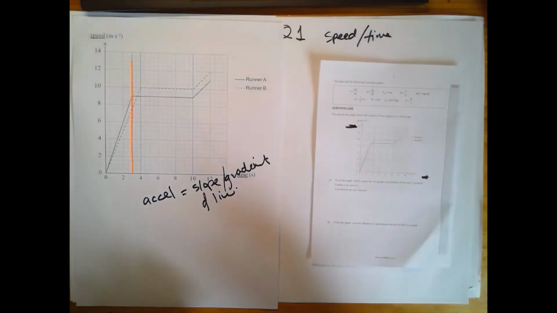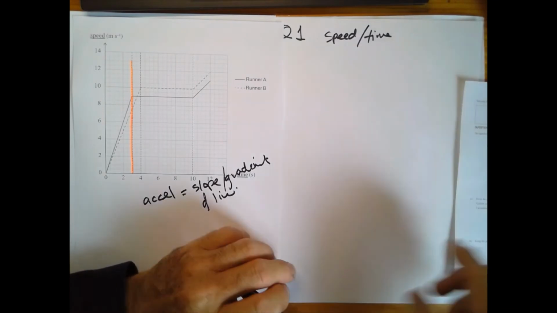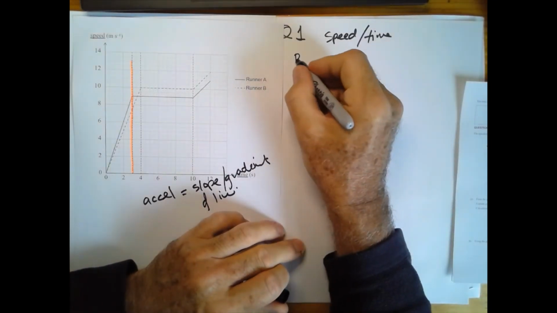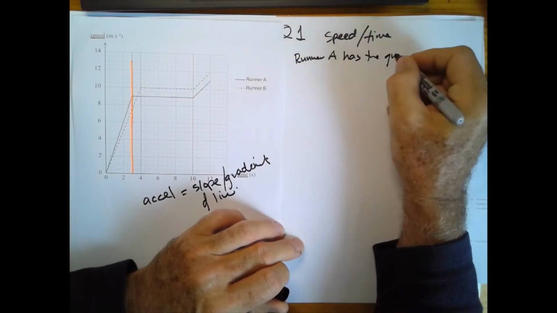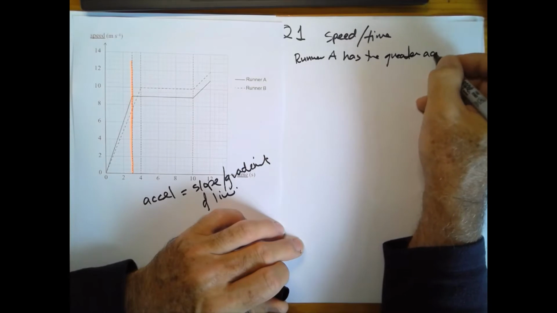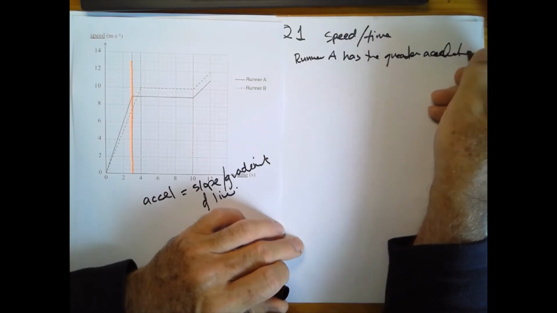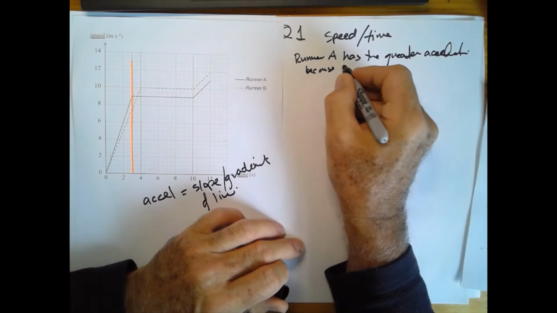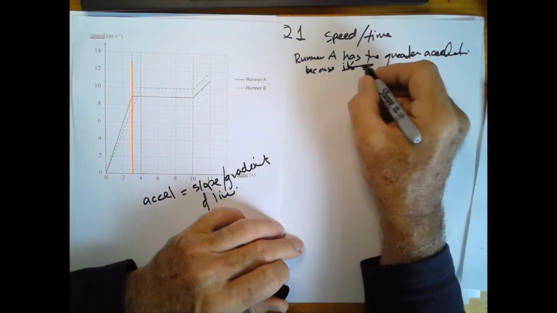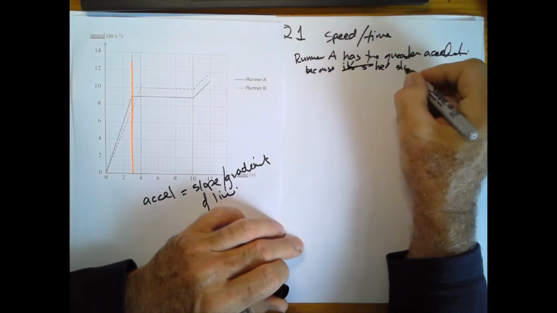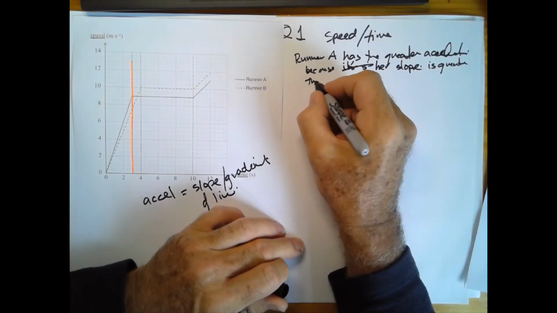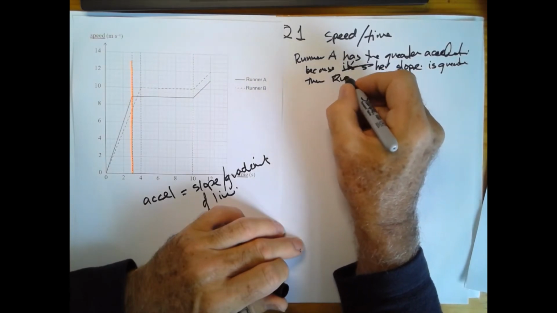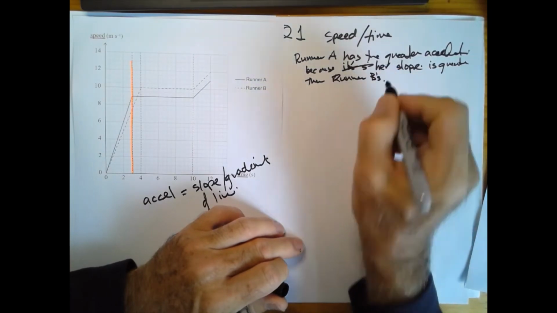Clearly runner A has the greater slope, and we will write: runner A has the greater acceleration because his or her slope is greater than runner B's slope. Okay.